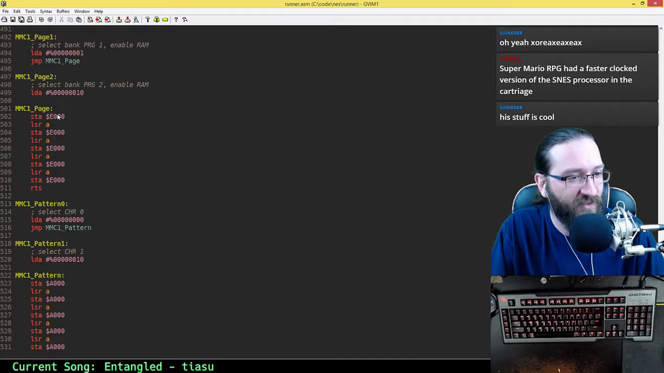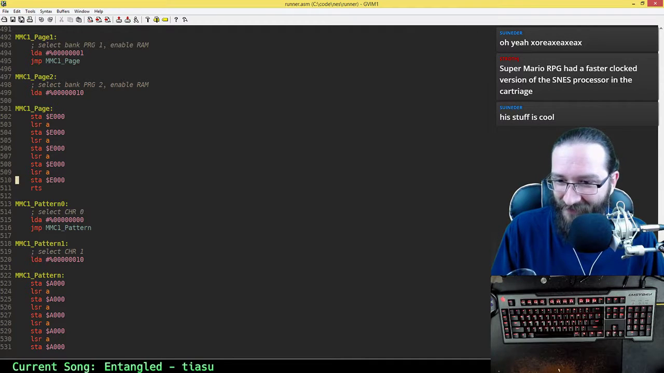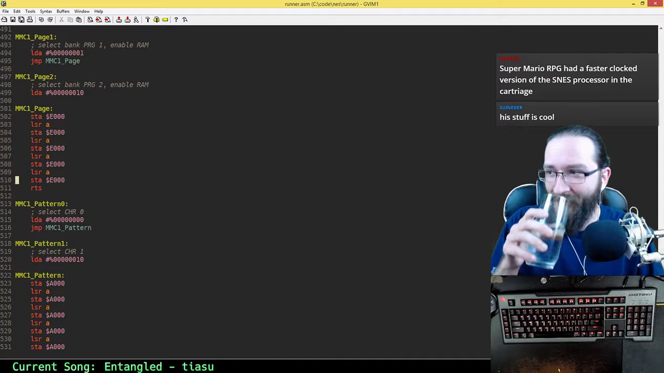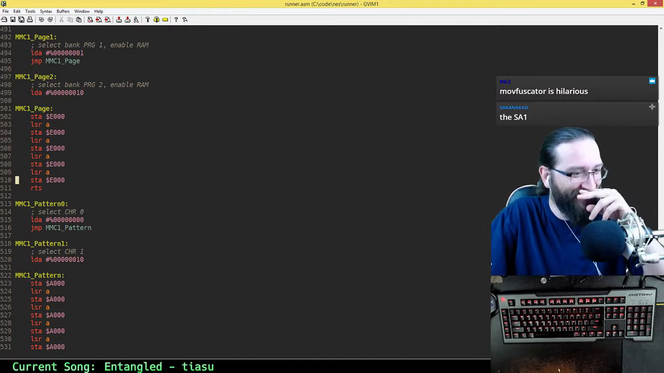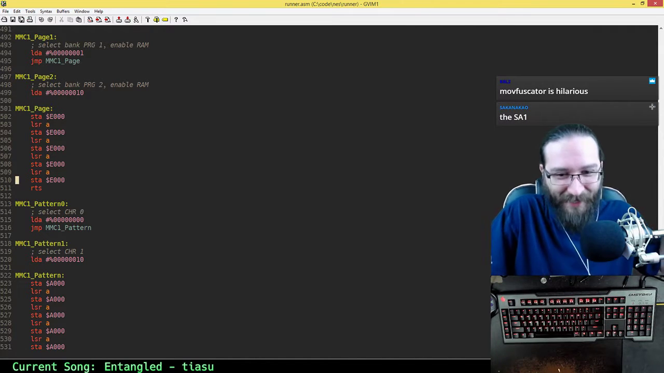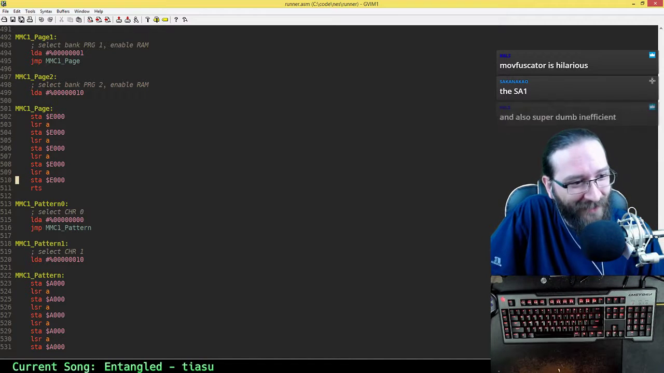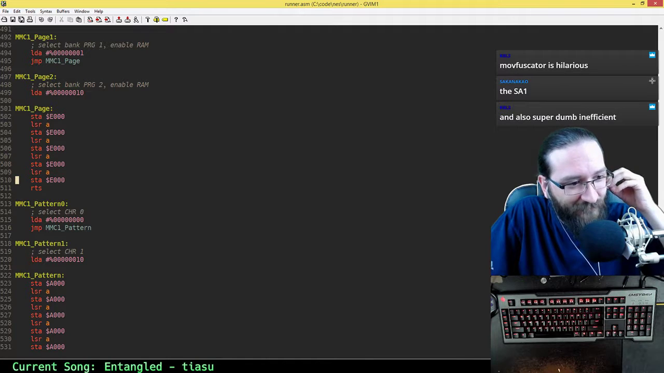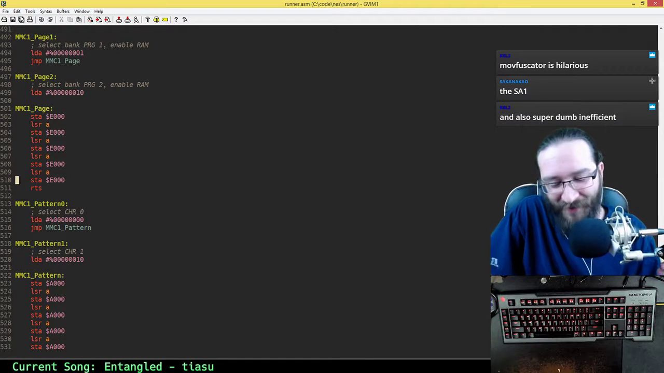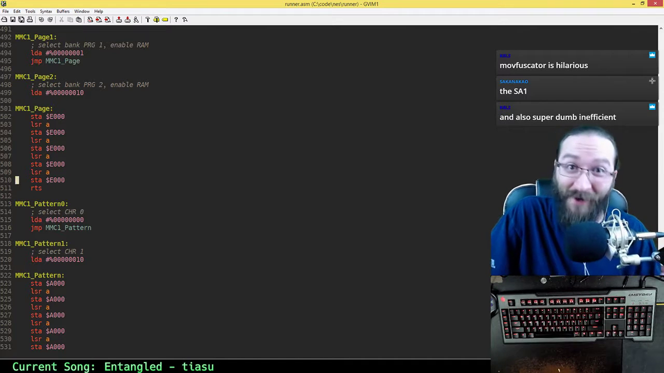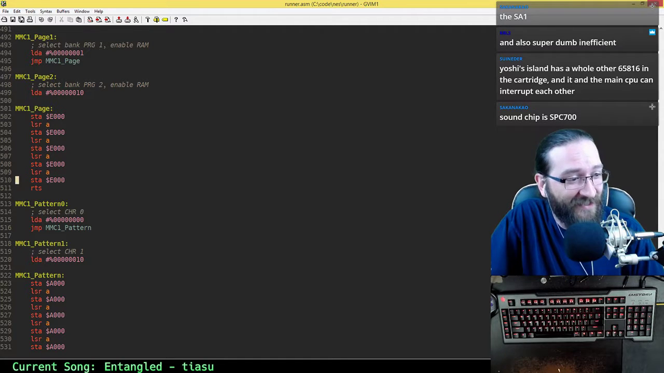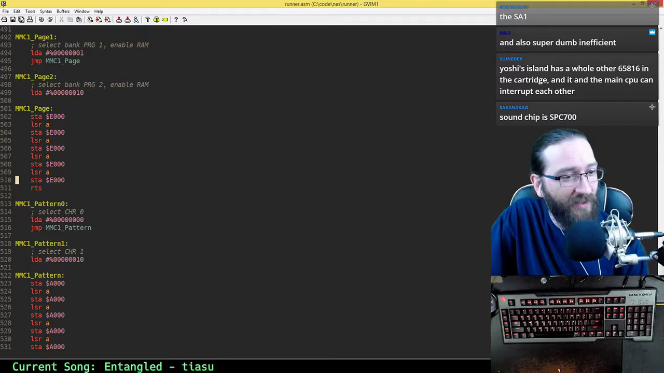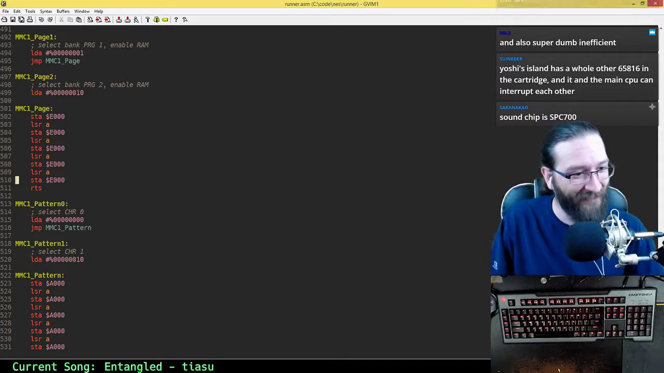Super Mario RPG had a faster clocked version of the SNES processor in the cartridge. Really? For what? For graphic stuff? Mobfuscator is hilarious. It's a big bucket of why. Why did you do this? The SA1, isn't that the sound chip? Also super dumb and inefficient. Horribly inefficient, but it works. Yoshi's Island has a whole other 65816 in the cart, and it and the main CPU interrupt each other. Sound chip is the SPC.